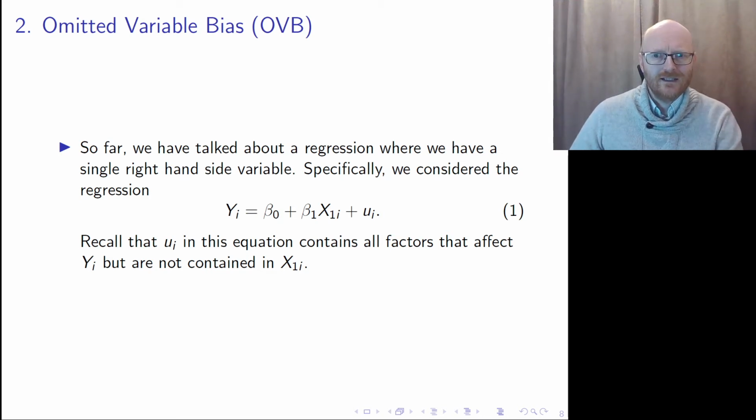Omitted variable bias is probably one of the more difficult things that we are looking into in this course. So what is omitted variable bias, and how could we quantify it? We are going to look into that in this video. So far, we have talked about the simple regression, where we have one x variable explaining a y variable. So we have one process depending on one other process.